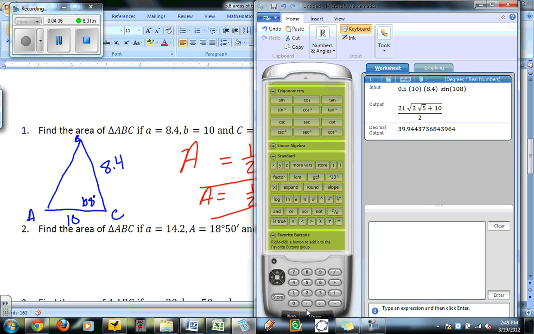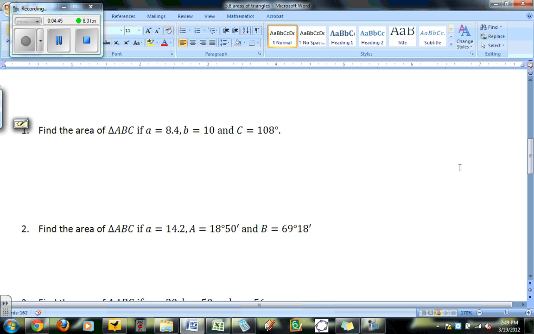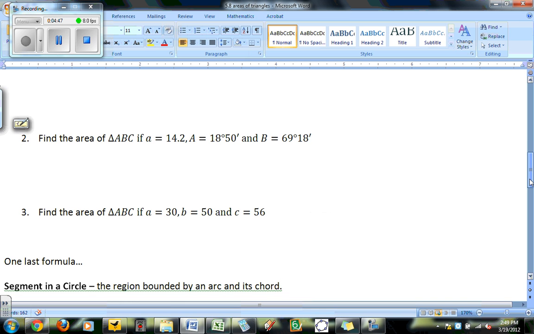And our triangle has an area of 39.944, in this case, units squared. Okay? Doesn't give us any meters or feet or anything, so it's just units.